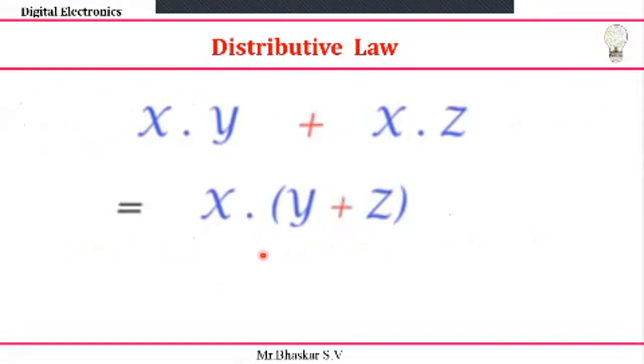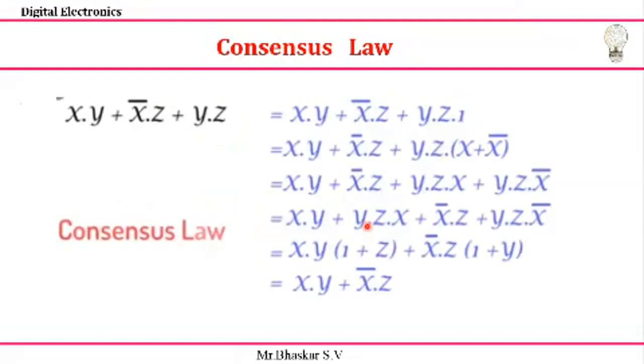Next, distributive law says that x dot y plus x dot z. So here we are going to take x as a common factor, then I can directly write it as x dot y plus z. It is called distributive law. I think you studied all these laws in the first year basics. Let's check it out. So x dot y and x dot z is nothing but x dot of y plus z.